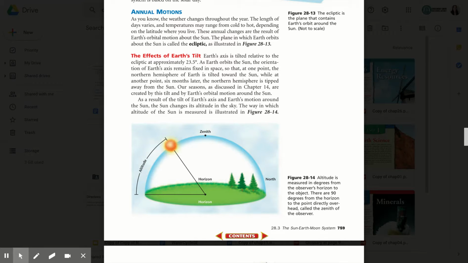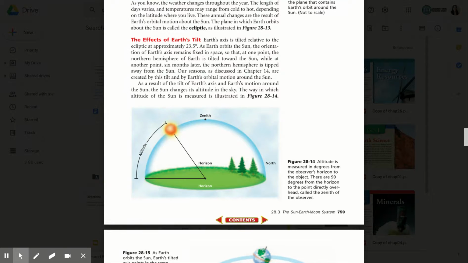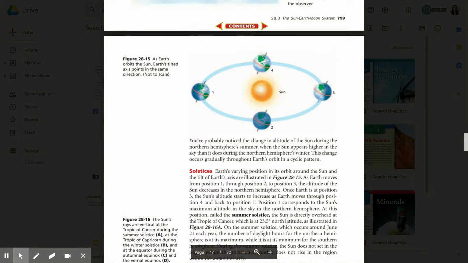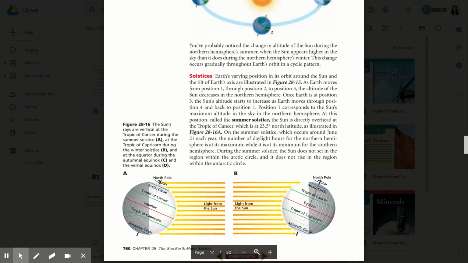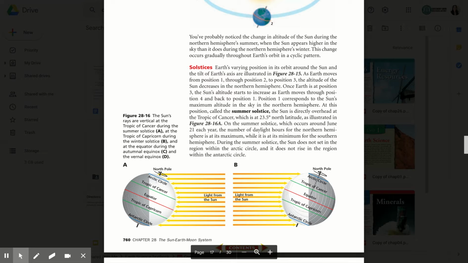As a result of the tilt of Earth's axis and Earth's motion around the Sun, the Sun changes its altitude in the sky. The way in which altitude of the Sun is measured is illustrated in figure 28-14. You've probably noticed the change in altitude of the Sun, during the northern hemisphere summers, when the Sun appears higher in the sky than it does during the northern hemisphere winters. This change occurs gradually throughout Earth's orbit in a cyclic pattern. Solstices. Earth's varying positions in its orbit around the Sun and the tilt of Earth's axis are illustrated in figure 28-15.